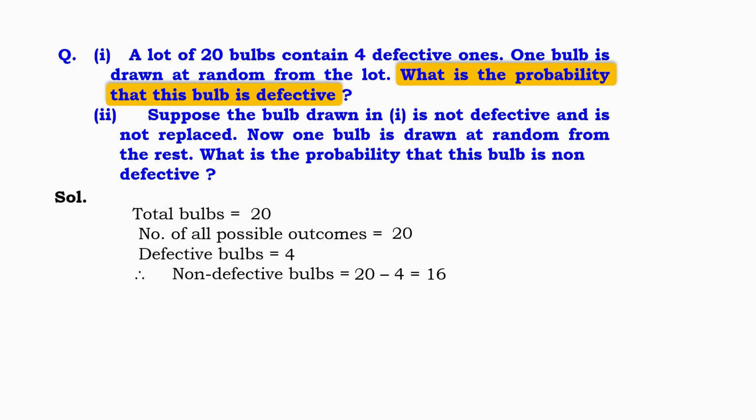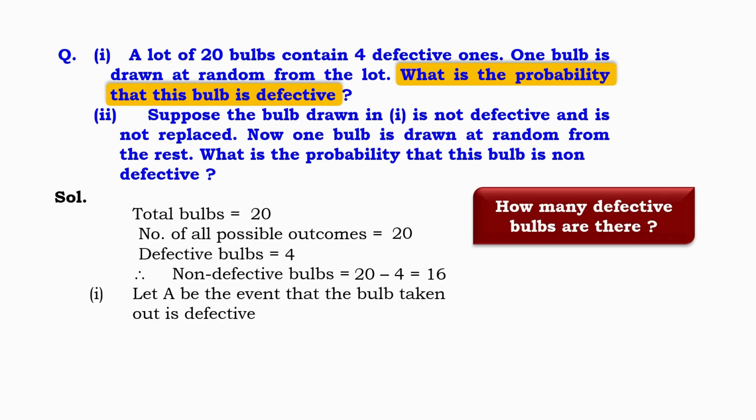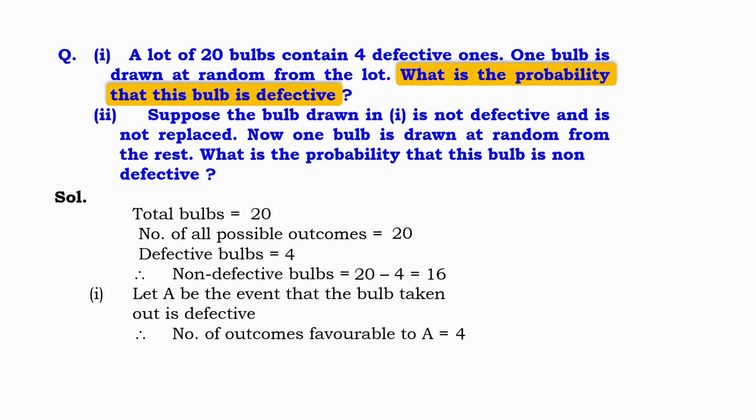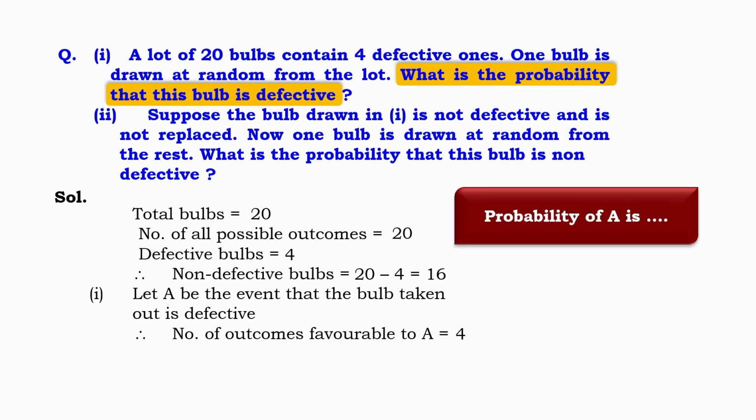Now what is the probability that this bulb is defective one? So let A be the event that the bulb taken out is a defective one. So how many defective bulbs are there? That is 4 defective ones. So the number of outcomes favorable to A will be equal to 4. So the probability of A is equal to 4 by 20, that is equal to 1 by 5.